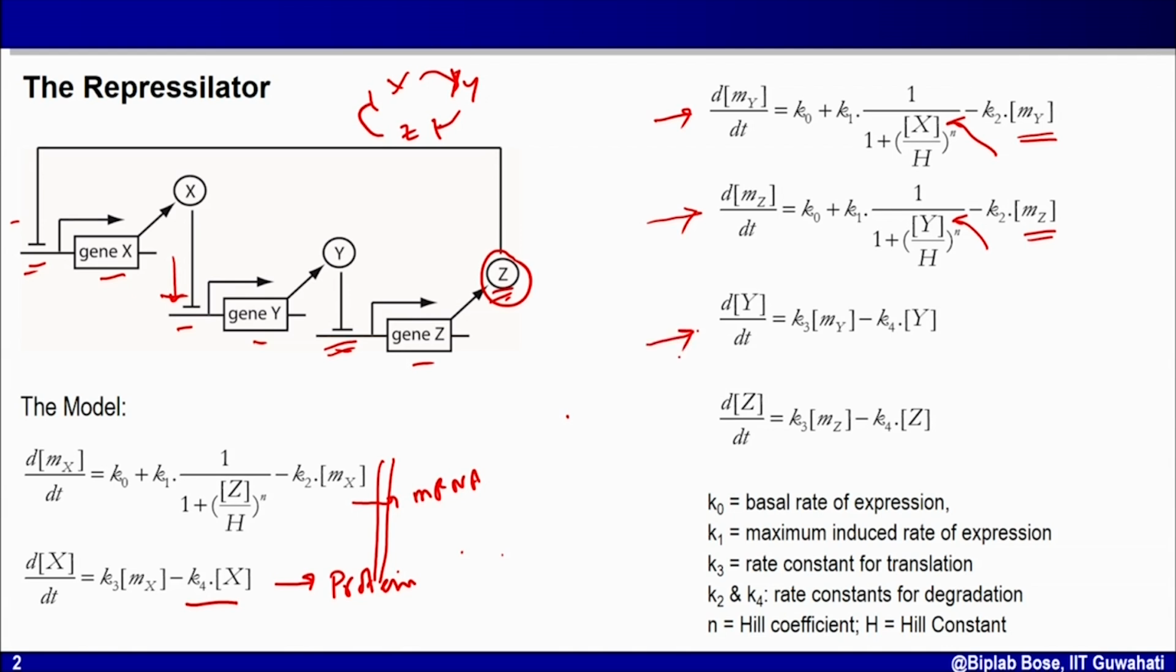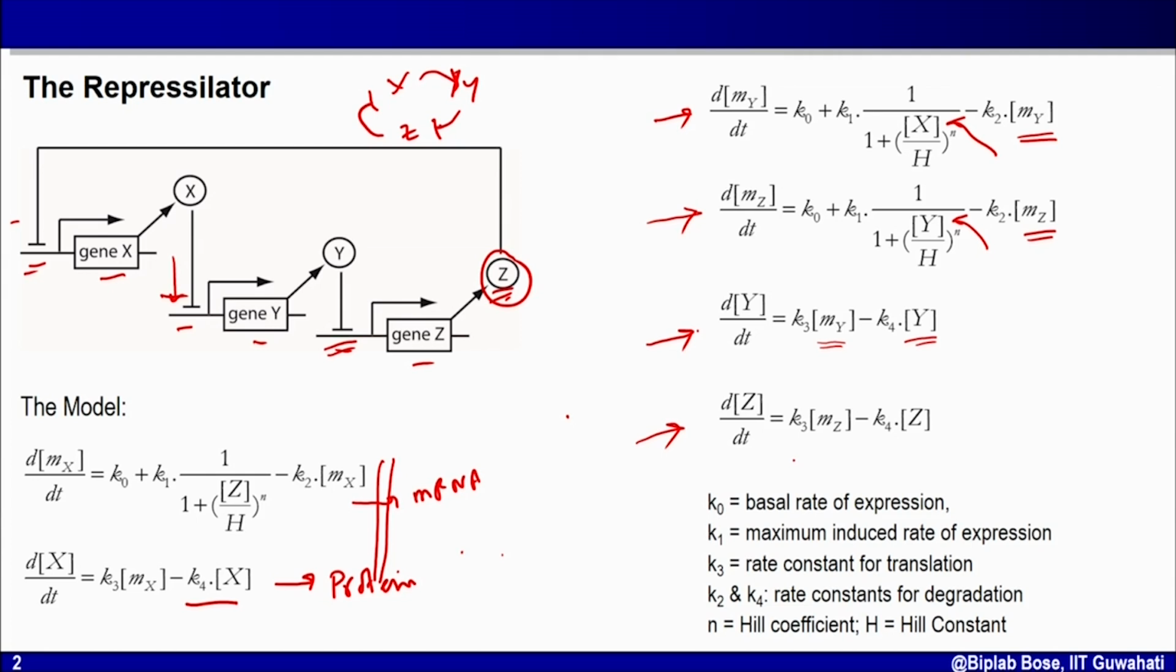For the protein Y, dy/dt is similar, the equation is similar to dx/dt. The only thing is that after K3 it is multiplied with the mRNA concentration of Y, and the degradation is K4 into Y. Similarly, dz/dt is the rate of change of concentration of Z. dz/dt is similar to dx/dt, which is equal to K3 into mz, the concentration of mRNA for Z, minus K4 into Z, the concentration of the protein Z. So those are my 6 ODEs, almost similar to each other, and all the parameters I have kept identical for all the 3 genes to make our life a bit easier in this analysis.